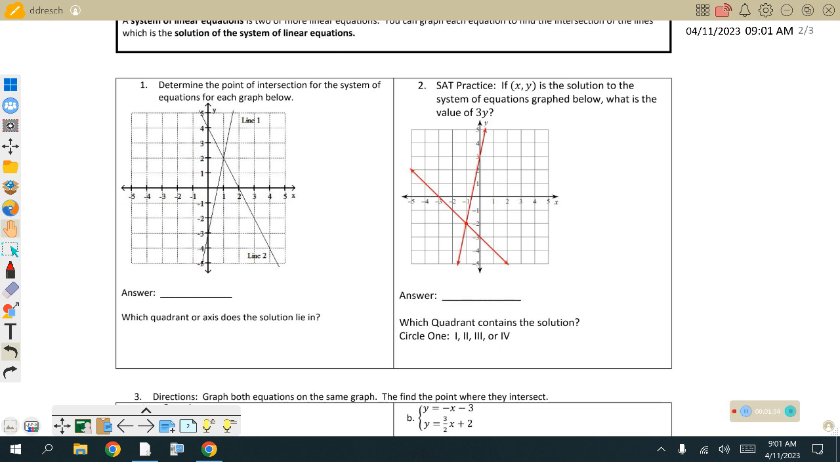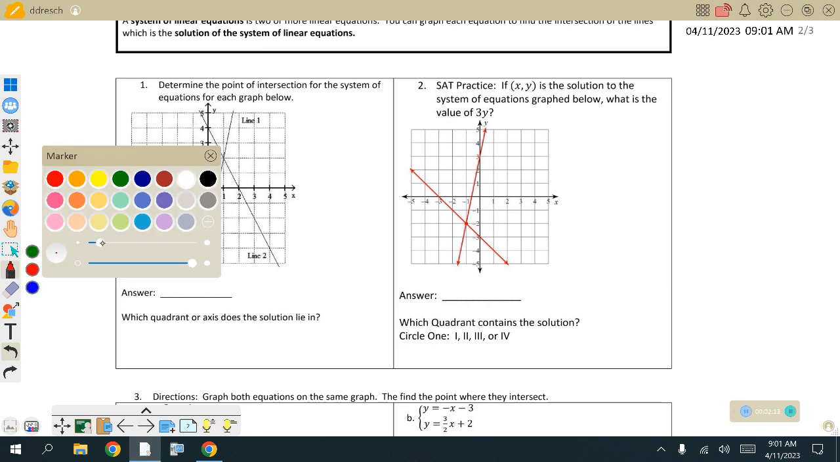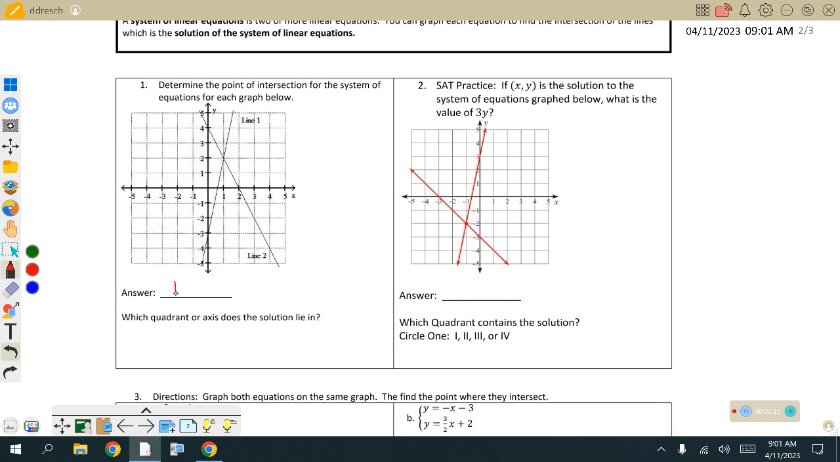So where do those two lines intersect? What's this location? Yep, 1, 2. So where the intersection is, is the solution to that system. So as you just told me, 1, 2, is the solution to that system.